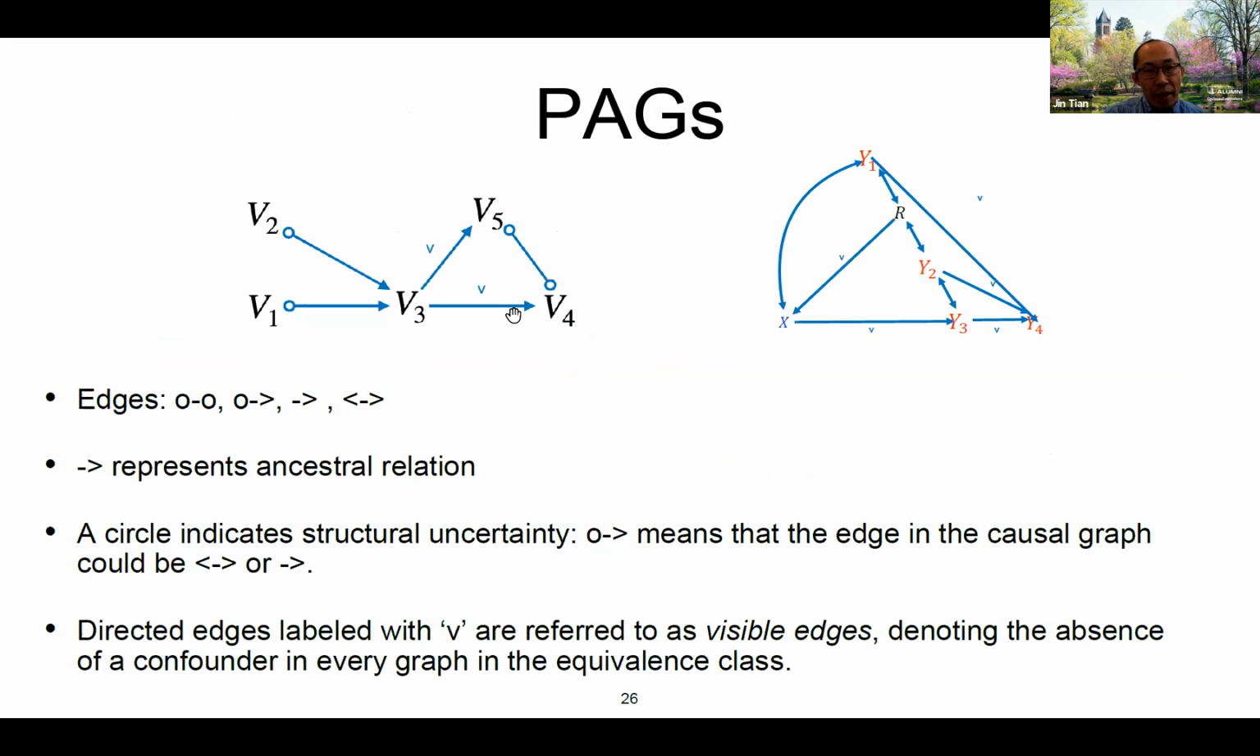Now, for your information, here are some example PAGs. So PAGs represent a group of graphs. In the graph we have those circles to represent structure uncertainty. A circle here essentially means it could be either a directed edge or bidirected. Also, those edges themselves just represent ancestral relationships. So there is a lot of uncertainty. They represent a class of causal graphs.